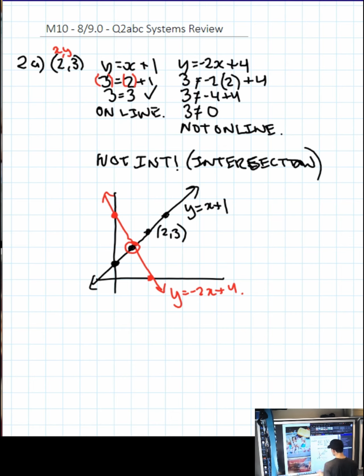Well, it was on the first line, but it was not on the second line. Therefore, not the intersection. As you can clearly see, the point (2, 3) is not the intersection of the lines. Soon we will solve for the actual intersection of these two lines at (1, 2), but those are for following questions. Okay, let's do that again.